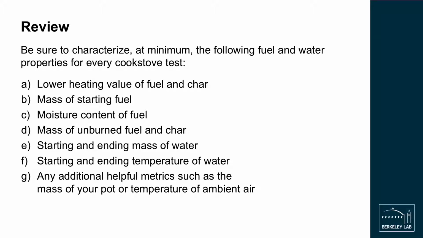To summarize, measuring properties of fuel and water is principally interested in understanding how much energy was released during a cookstove test and how much of that energy was useful energy transferred to the water. To calculate these important metrics, your laboratory will need to accurately measure the following fuel and mass properties discussed in this video: the lower heating value of the fuel and char, the wet mass of starting fuel, the moisture content of the fuel, the mass of unburned fuel and char, the starting and ending mass of water, the starting and ending temperature of water, and any additional potentially helpful metrics such as the mass of your pot or the temperature of the ambient air. Using these fuel and water metrics, you'll be able to calculate important cookstove performance metrics defined by the ISO or other testing protocols.